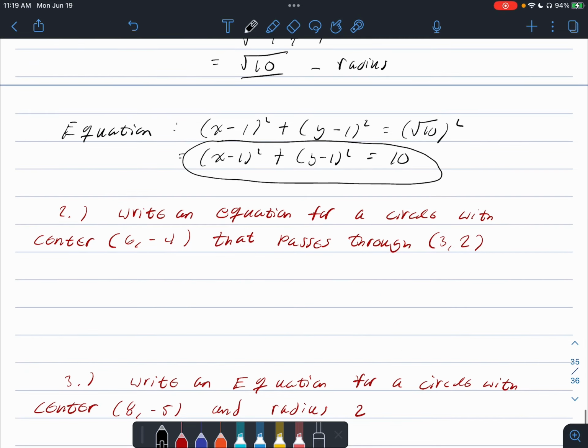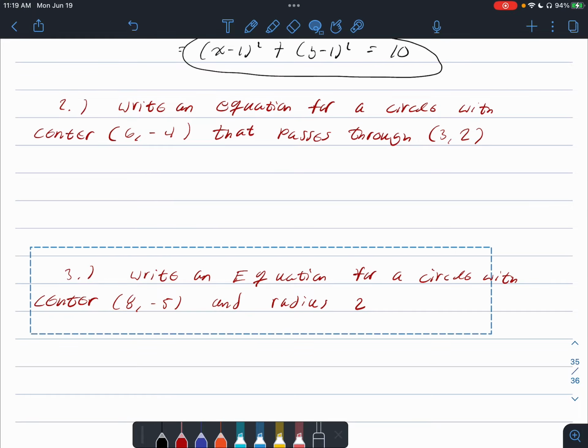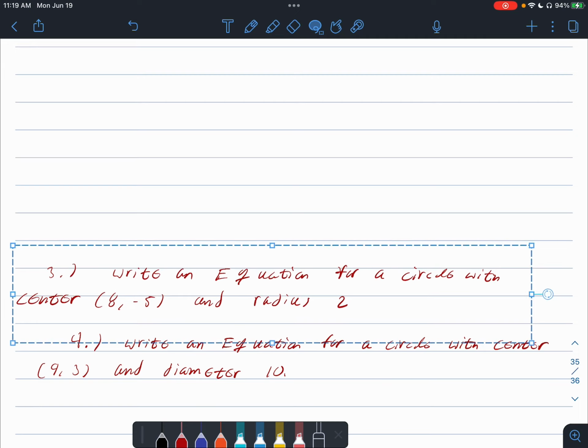Let's try another one. Here we have that we want to write an equation for a circle with a center of (6, -4) that passes through the point (3, 2). Let's move this down.